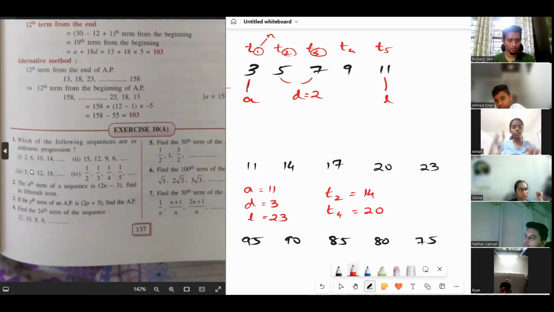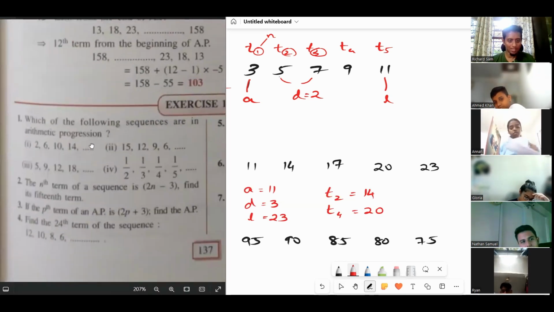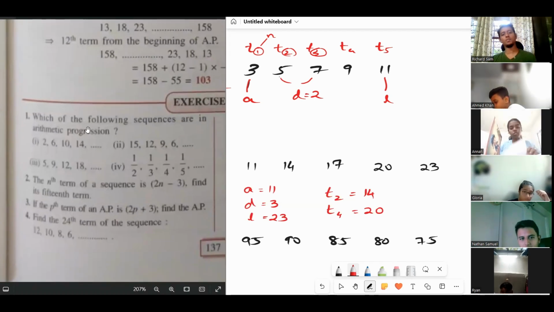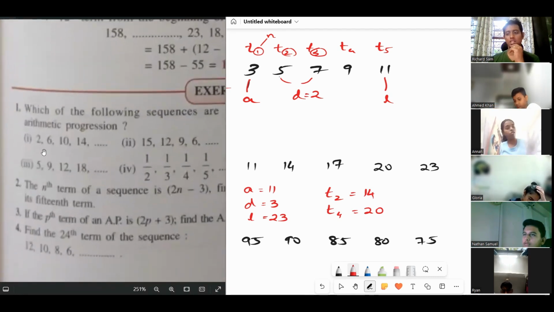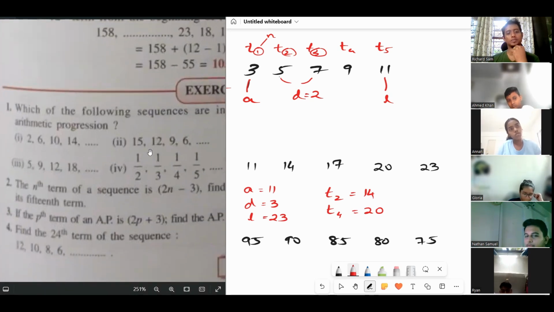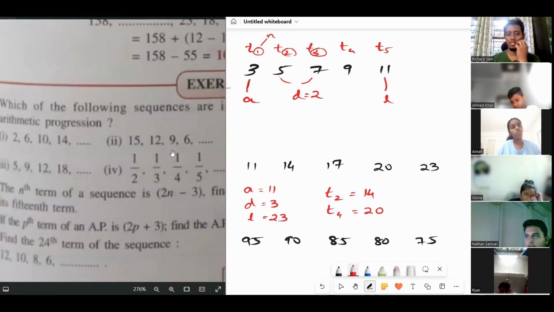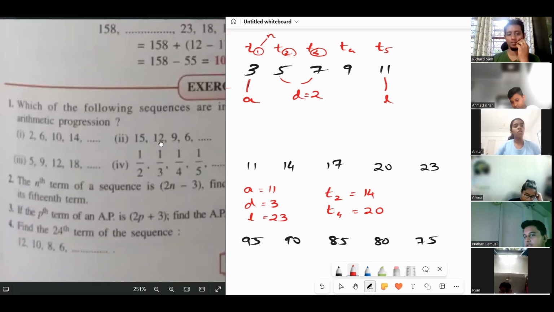Okay. The first question in your book: Which of the following sequences are in arithmetic progression? So look at the first one. Is the first one an arithmetic progression? 2, 6, 10, 14? Yes. What is the common difference? 4. Okay, next one. Yes, that is minus 3, because there's a common difference of minus 3.